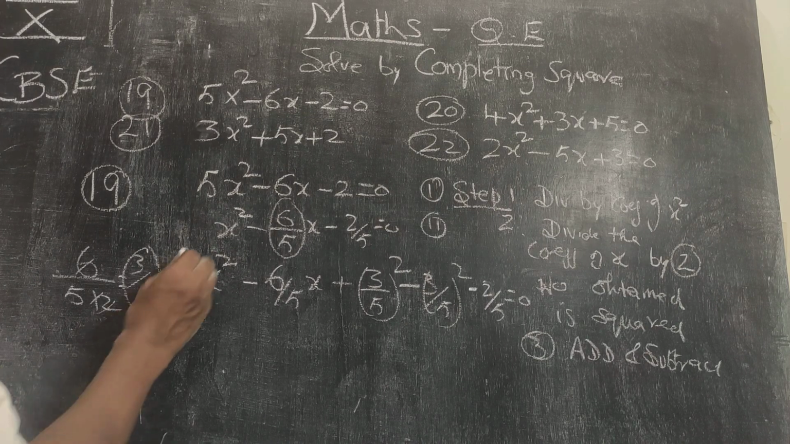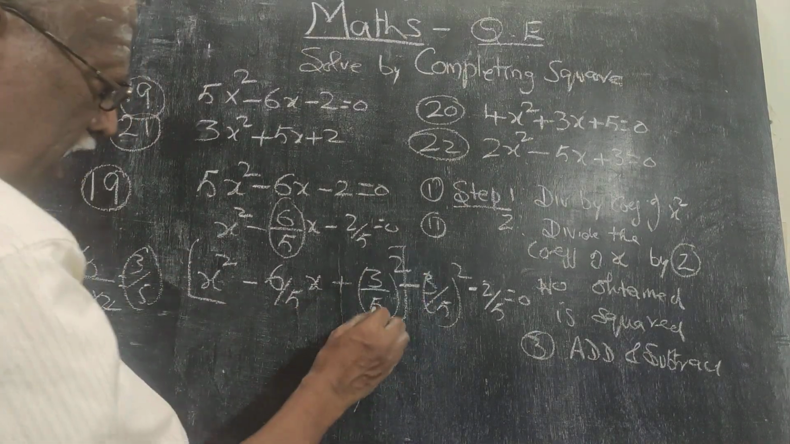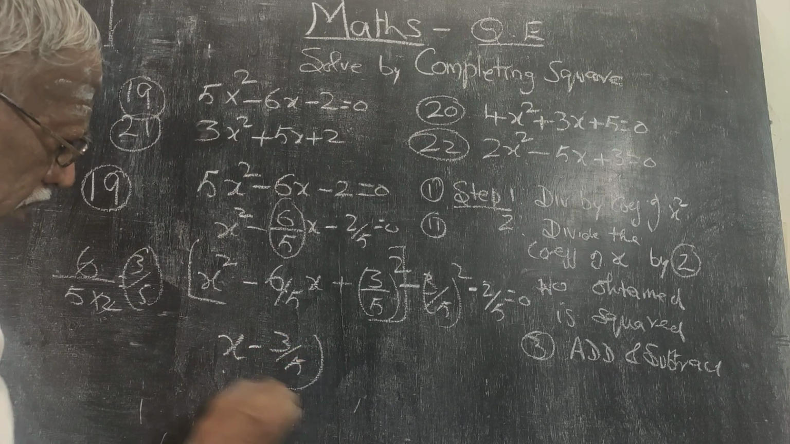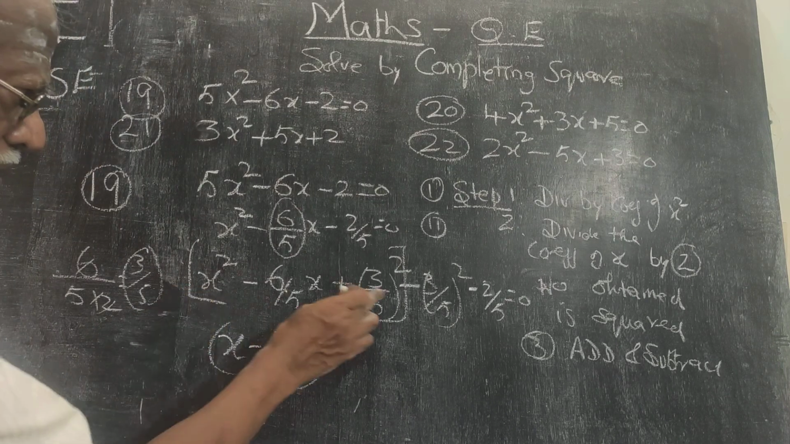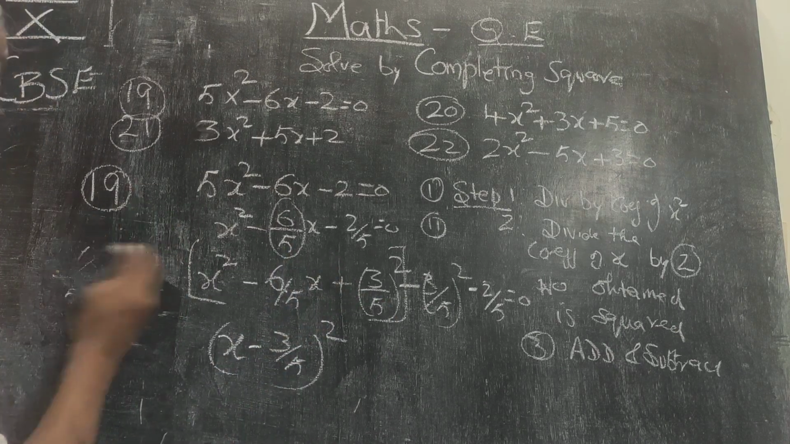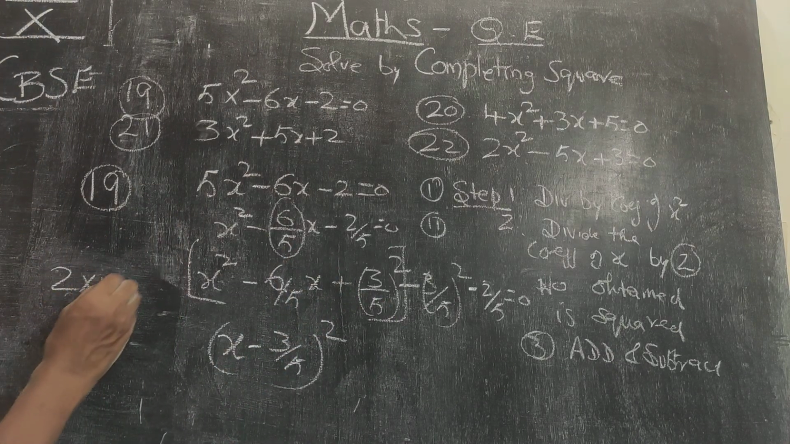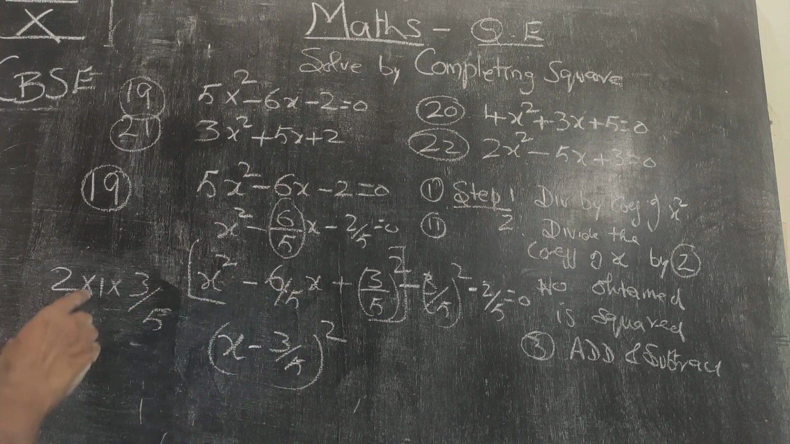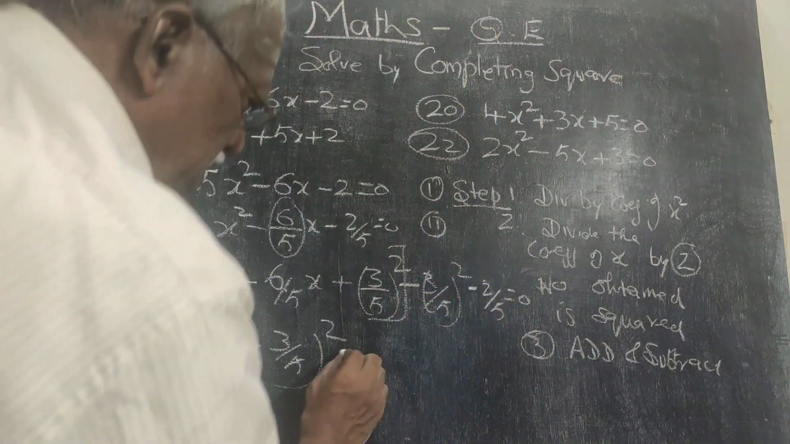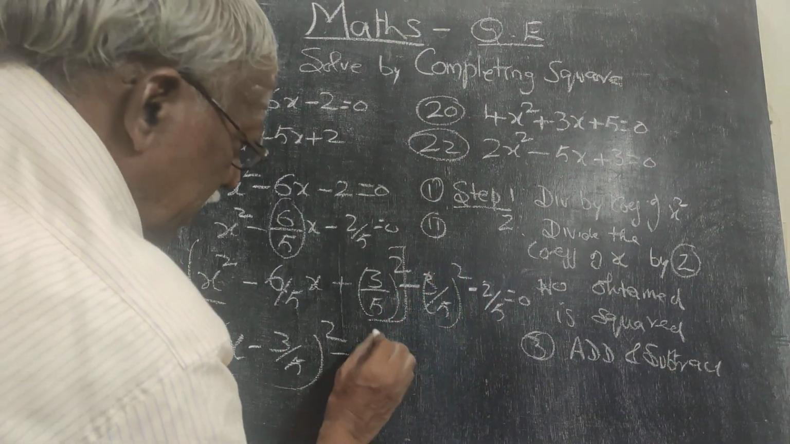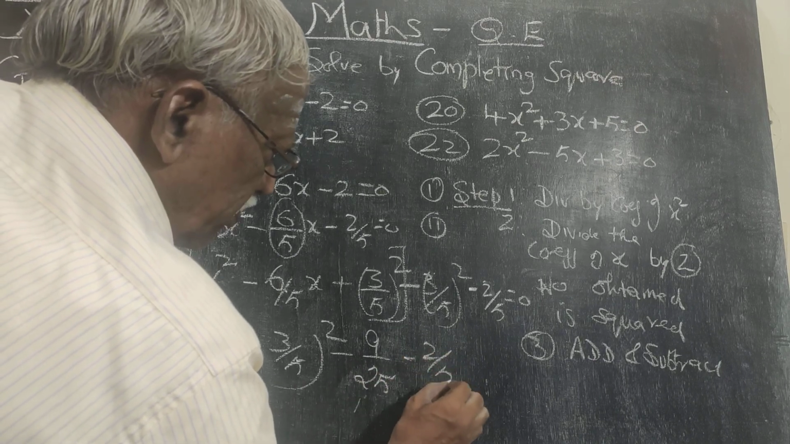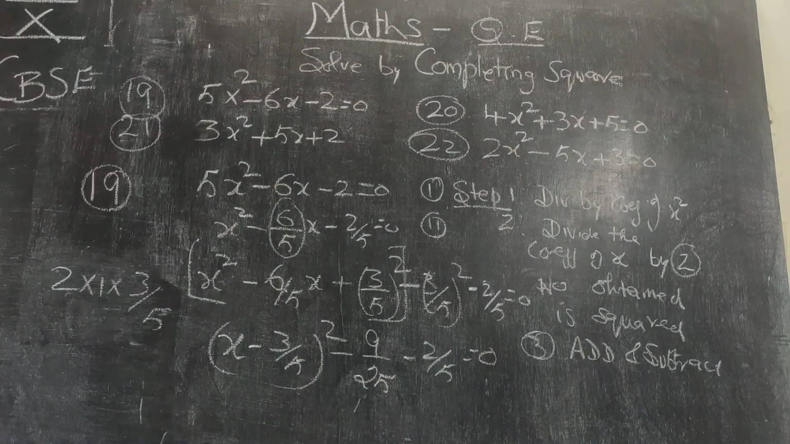Why? Because by this I am able to say that this is nothing but x minus 3 by 5 the whole square, a square, b square, 2ab term. So 2 times 1 into this one, that means 6 by 5, the 2ab term. So now what is left out here? Minus 9 by 25 and minus 2 by 5 equal to 0.